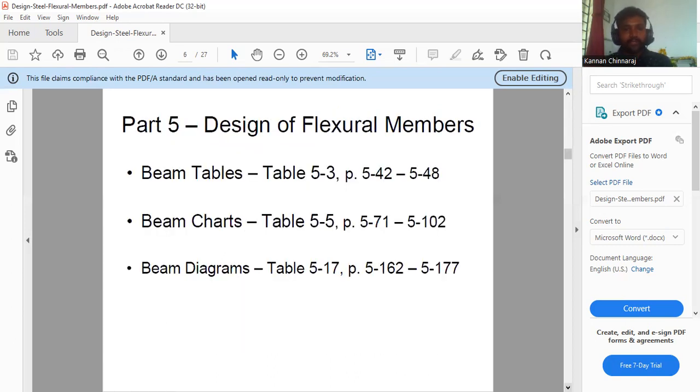Here, Part 5, design of steel flexural members, is given in Table 5.3, page numbers 5.42 to 5.48. Beam tables and beam charts are also given in Table 5.5, page numbers 5.71 to 5.102. Beam diagrams are also given in the steel table, Table 5.17, page numbers 5.162 to 5.177.